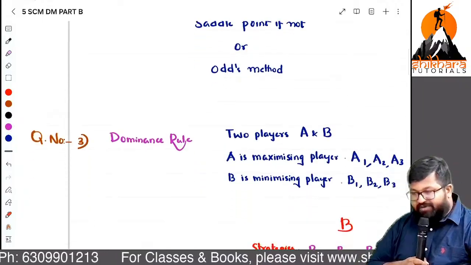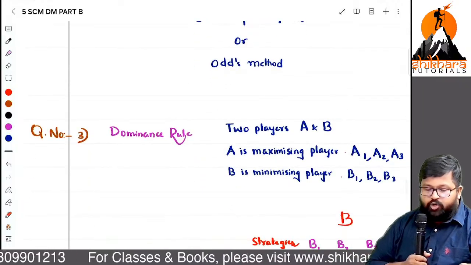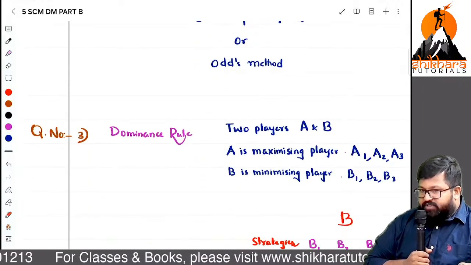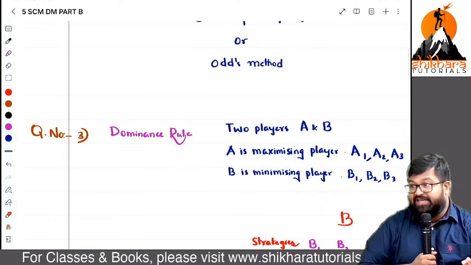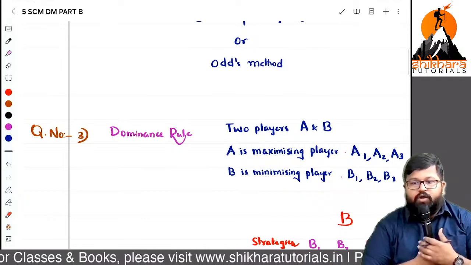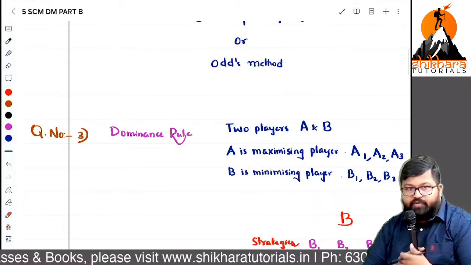Sir, question number 3. Open the question number 3 in your book, ma. Sir, we are done with the basic process, basically in the first point. Now I want you to do the rule of dominance for this problem.